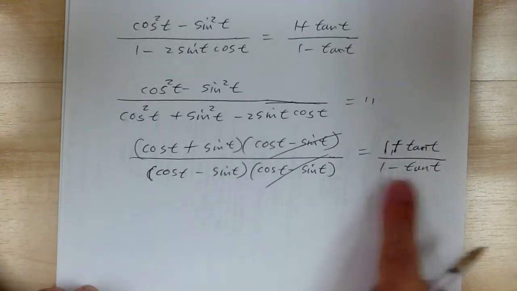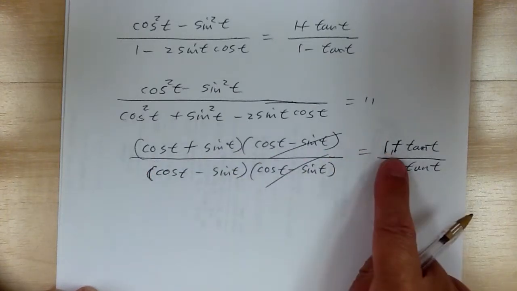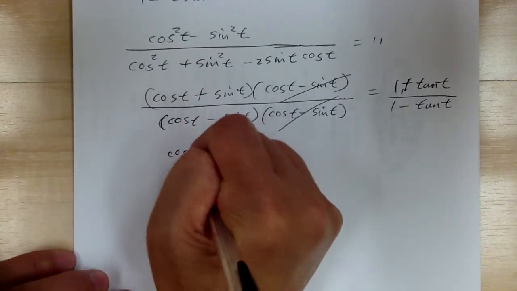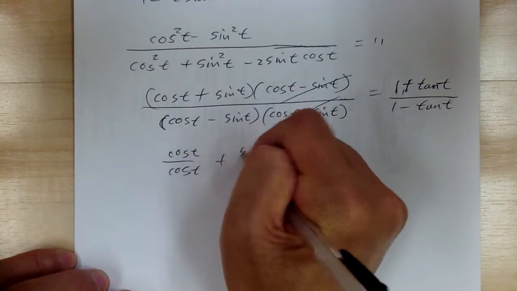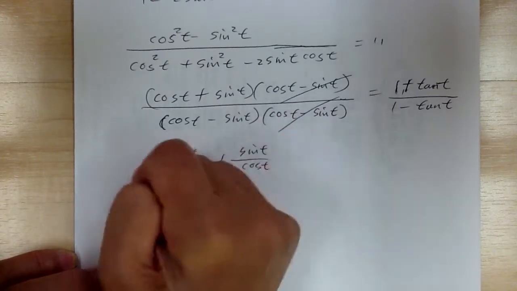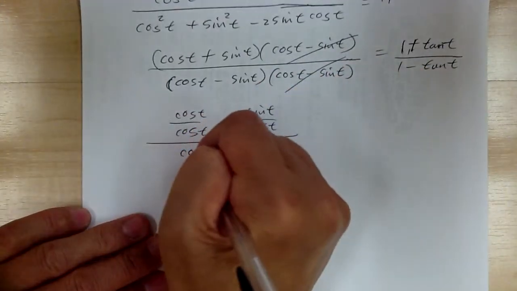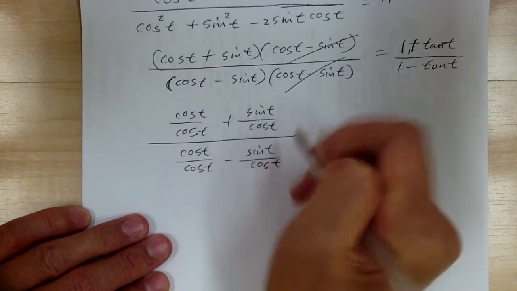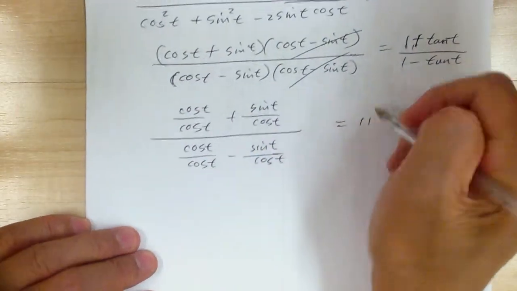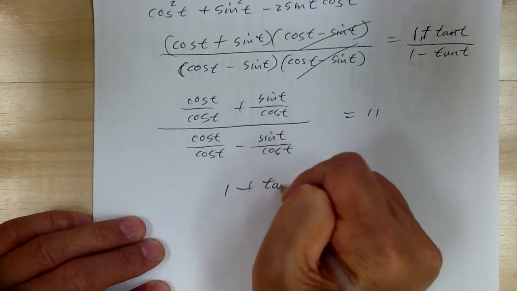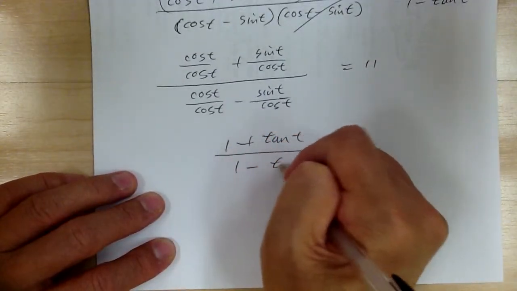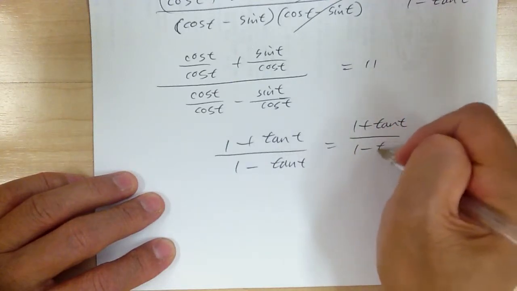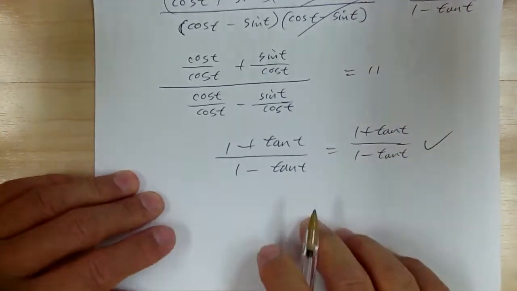Okay, so things started looking good now. To get from here to here, notice you have to divide everything by cosine t. So you got cosine t over cosine t plus sine t over cosine t, and cosine t over cosine t minus sine t over cosine t. So divide every term by cosine t. And after that, you're going to get 1 plus tangent of t over 1 minus tangent of t. Okay, and that's it.